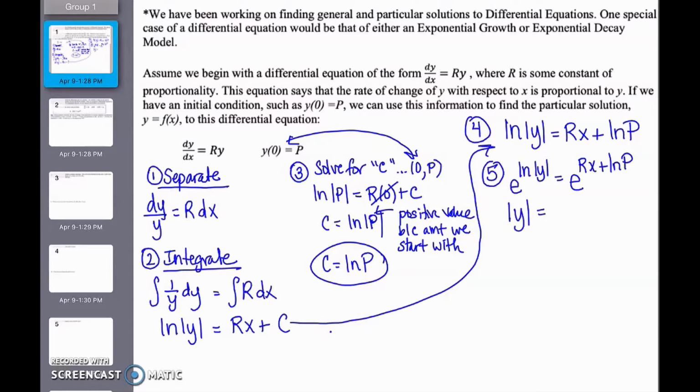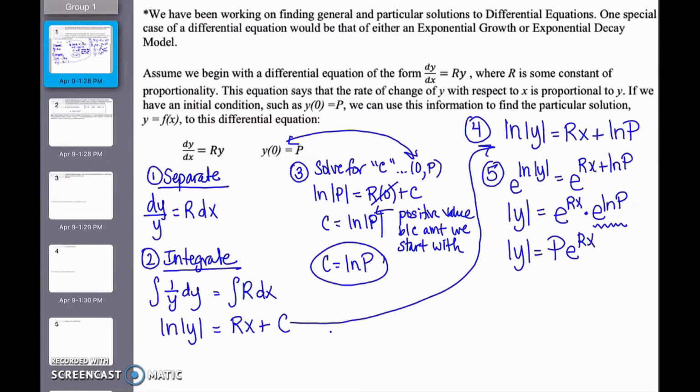On the right side, I'm going to think about my exponent rules in reverse. If I've got e to the rx plus ln p, that's really e to the rx times e to the ln p. The reason I want to do that is because e to the ln p can be simplified. The e and the ln just cancel out, and that's just p. So I can write this as the absolute value of y is equal to p times e to the rx power.